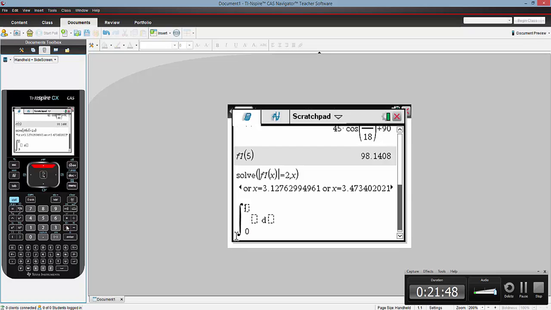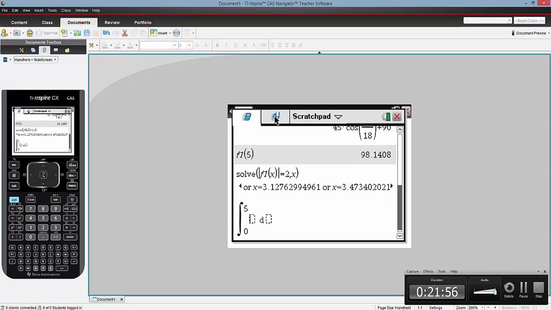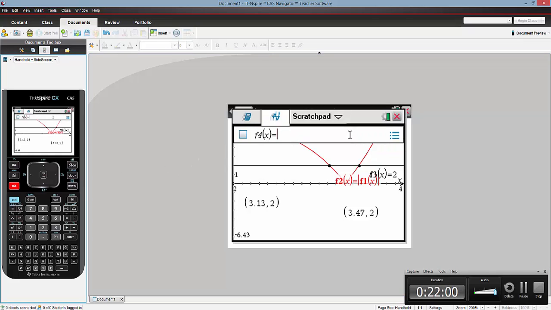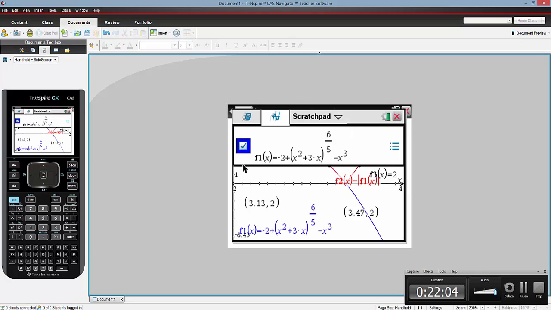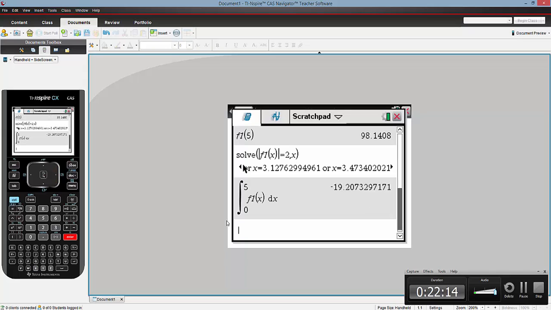0 to 5 of, you know what, I want to go back and activate that graph again. So I'll go back and activate that graph. That way it knows to call upon it, just in case. Okay, so that would be f1 of x dx. Now that's going to give me negative 19.2 something or other.